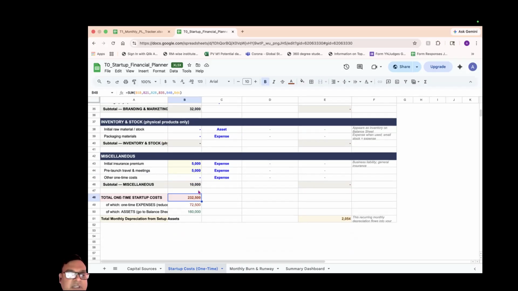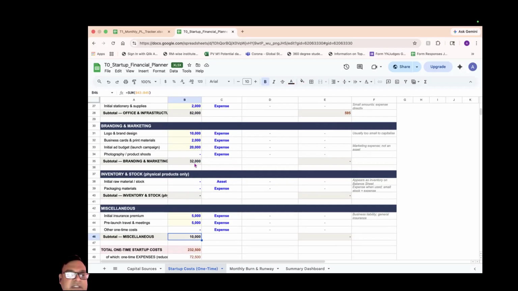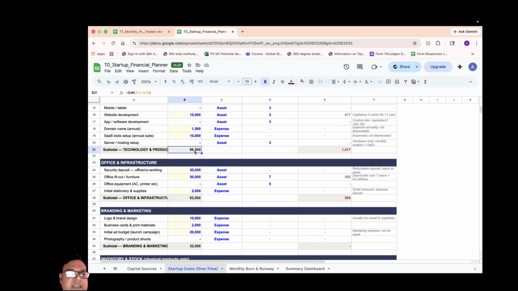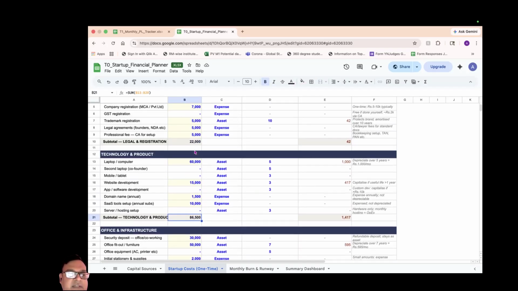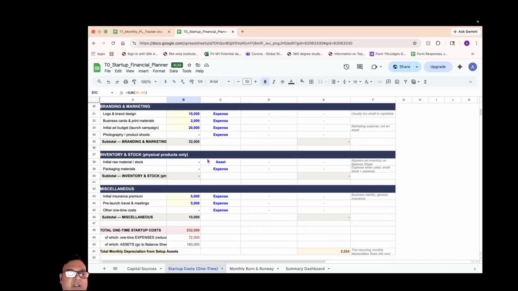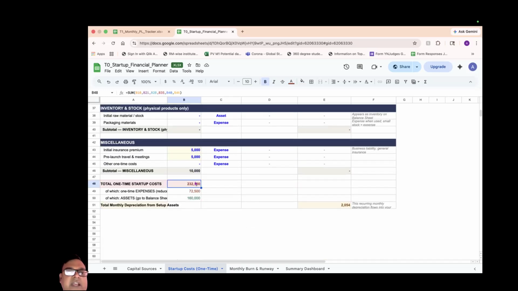So let's see. This is 46. This is 35. This is 28. This is 86. Yes. This one is then 10. When you add all these cells, you get 2,32,500. So from the 15 lakh rupees, this is that one amount which will go immediately. You have not made a single penny, not even started.